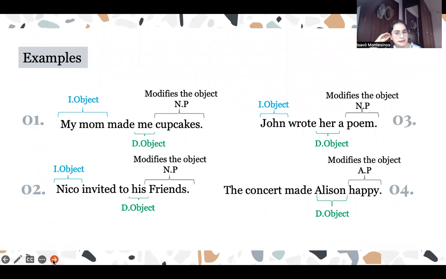Here we have some of the examples. Here we are going to use a lot of the direct object and the indirect object. As I said before, the direct object is basically the one the action happens to directly, and the indirect object is the person, thing, or idea for whom the action is taking place. Number 1, my mom made me cupcakes. My mom is the indirect object. Me is the direct object, and cupcakes is a noun phrase.